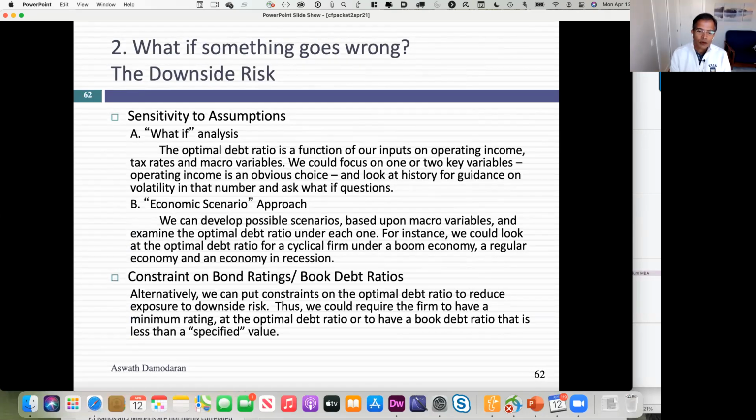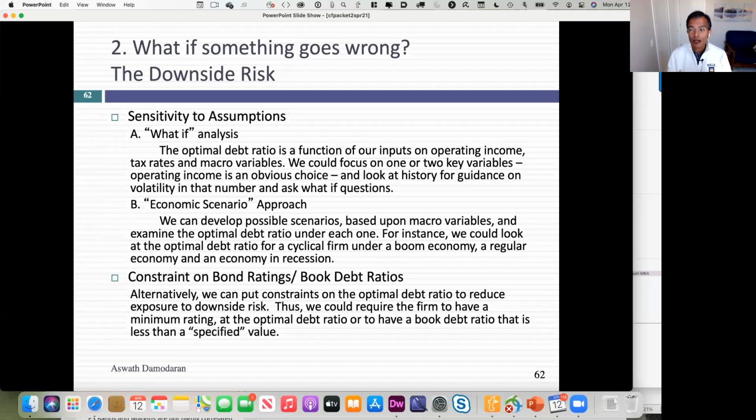So let's take the second question. Anytime you borrow money, this is a question worth asking and answering, right? What if something goes wrong? And there's almost no company where this question will not come up. And there are a couple of ways you can address this. One is you can do what-if analysis.